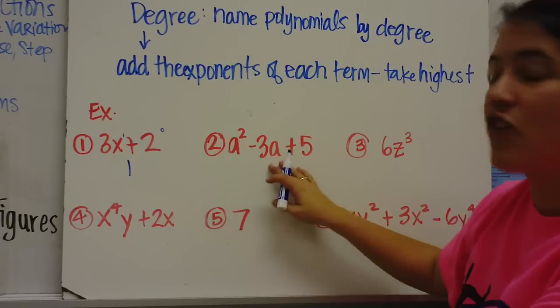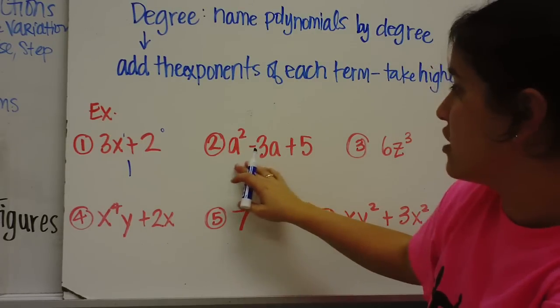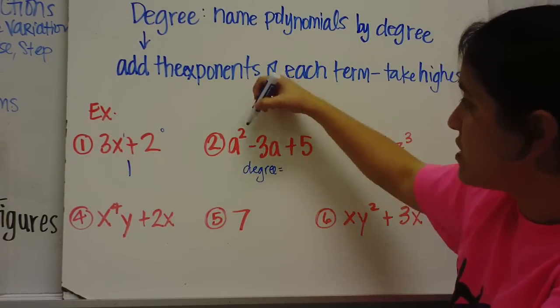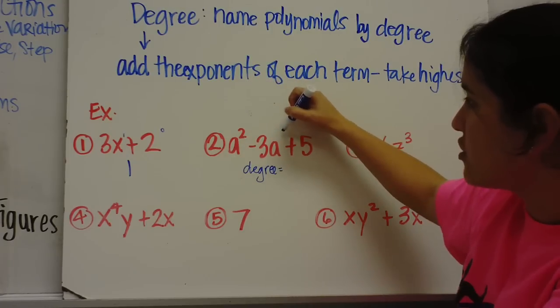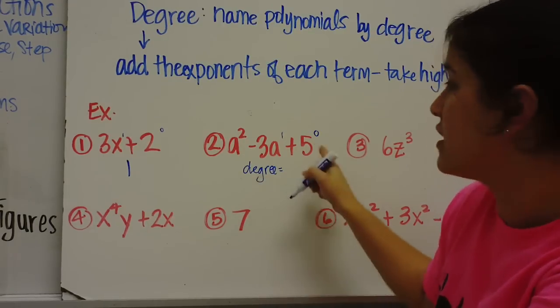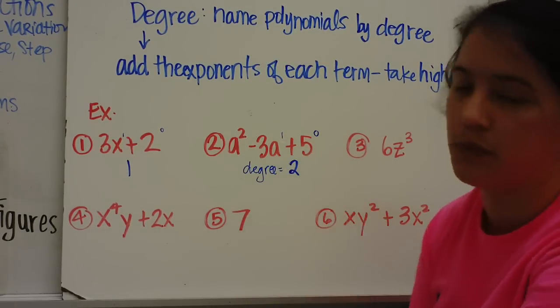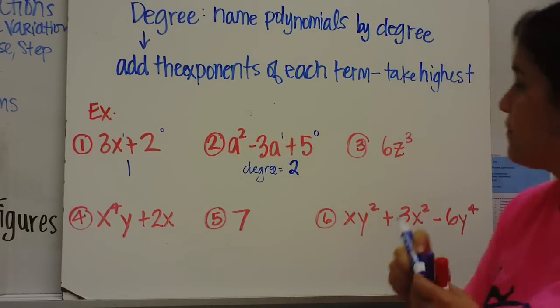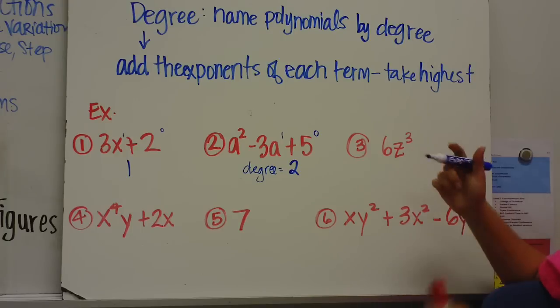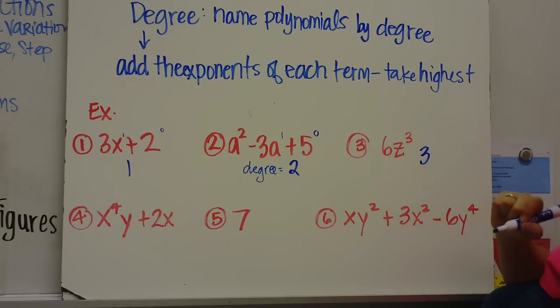All right, here we have a trinomial. Here's a degree of 2, here's a degree of 1, and here's a degree of 0. Because we take the highest, it's going to have a degree of 2. That is the degree. In example 3, we have just a monomial, so we only have one thing to look at, and the degree is 3, because that's the only exponent we have.